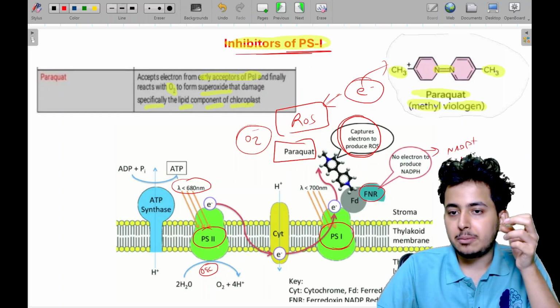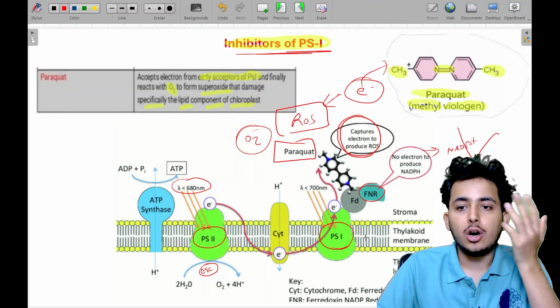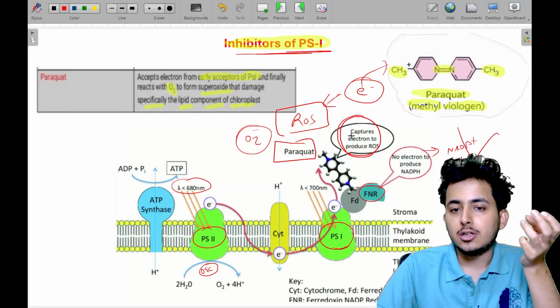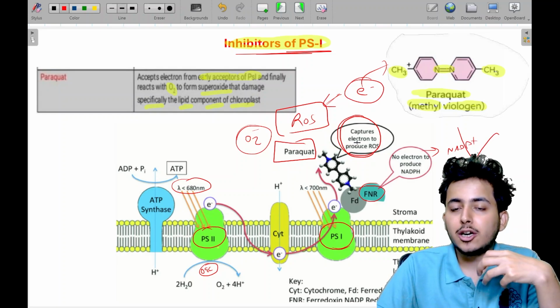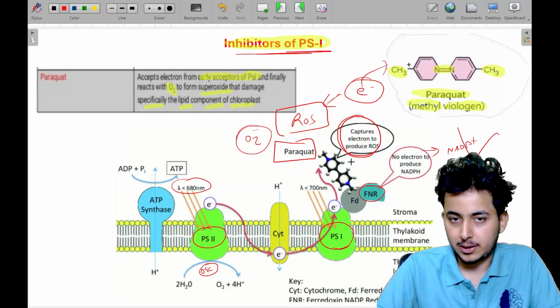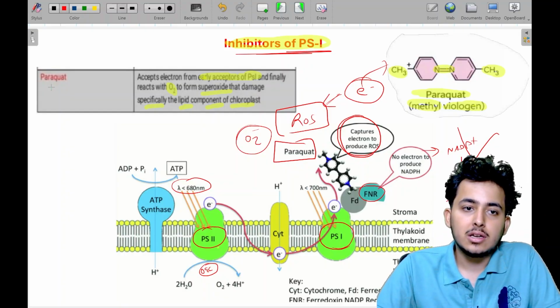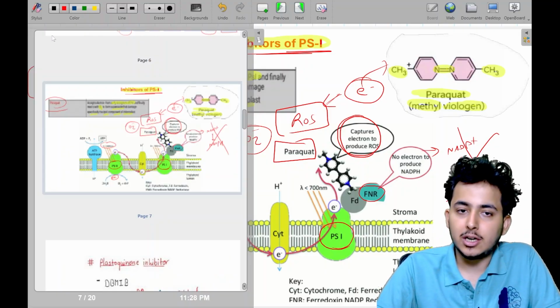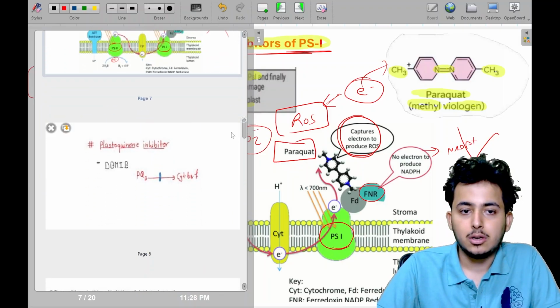Okay, so NADP+ to NADPH, this process is now halted or inhibited, and the paraquat captures the electron, produces ROS, and damages the chloroplast. Basically, this is an important inhibitor of PS1, that is something you have to remember.